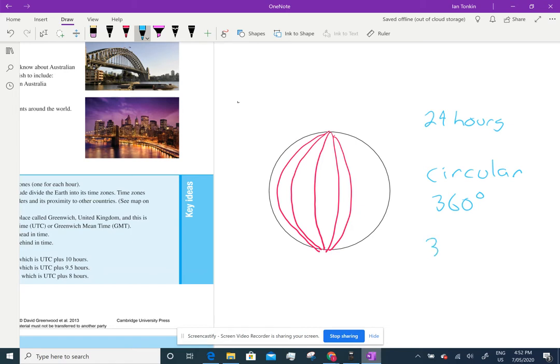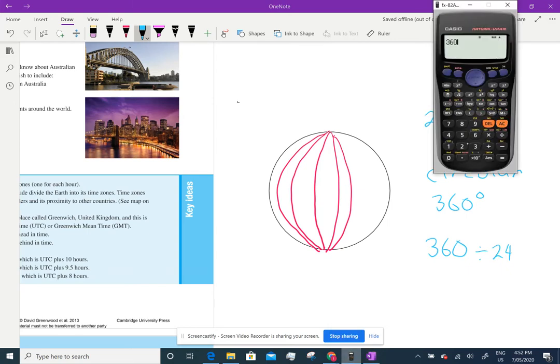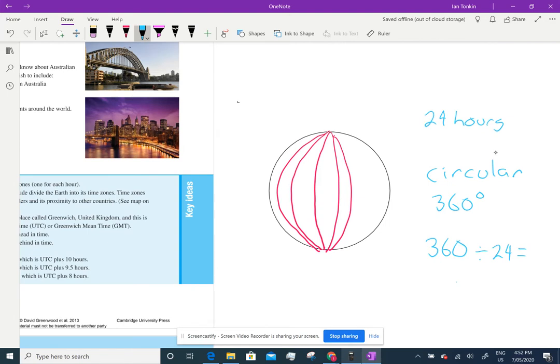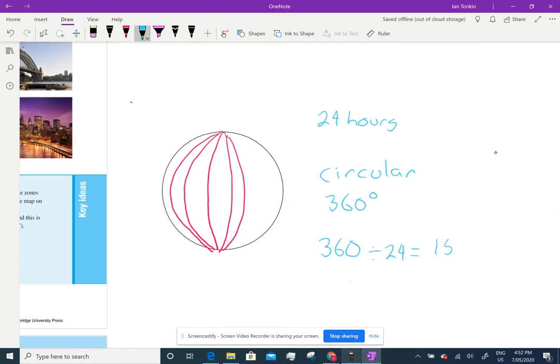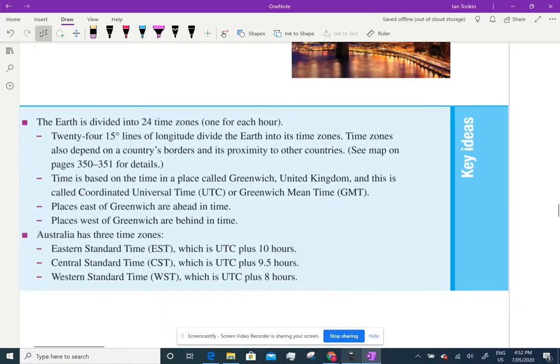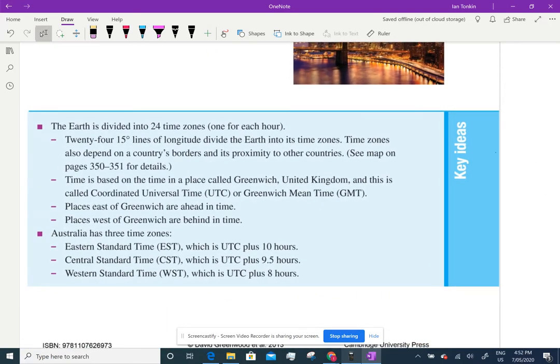Okay, so if we're going to bust that up, 360 divided by 24, I wonder what that is. 360 divided by 24. 15. So that means as you travel 15 degrees around the globe, you've travelled an hour in time. And that's why we have 24 lines of longitude, 15 degrees apart, and they're our time zones.